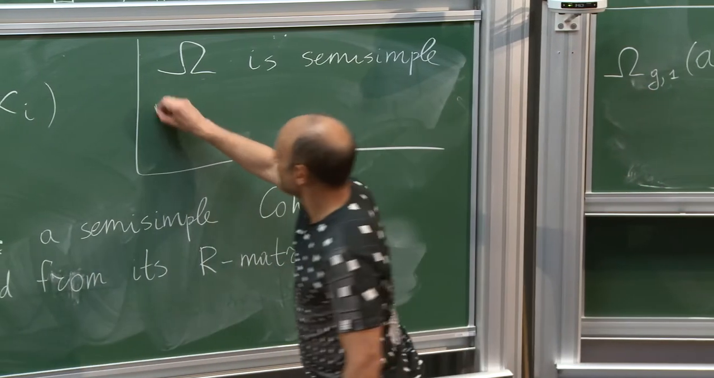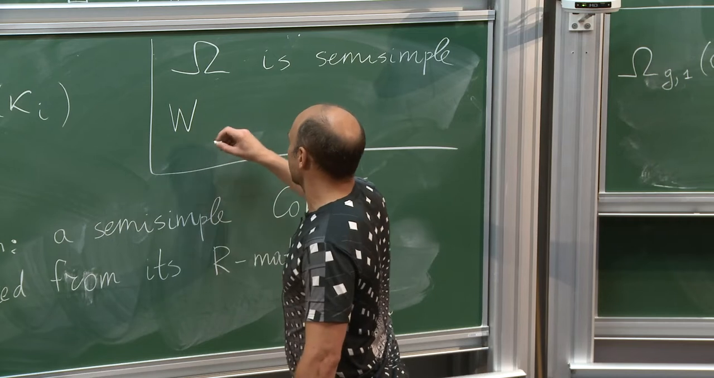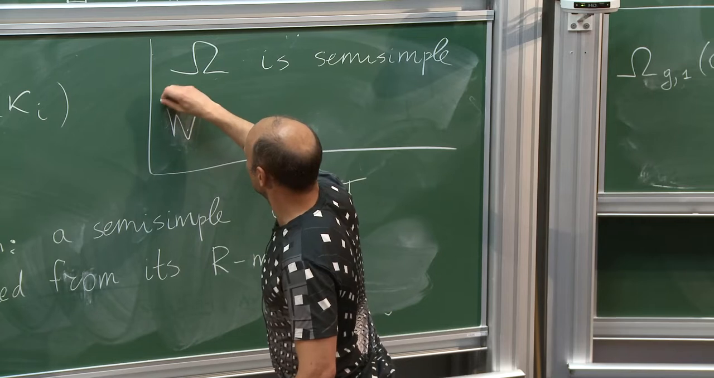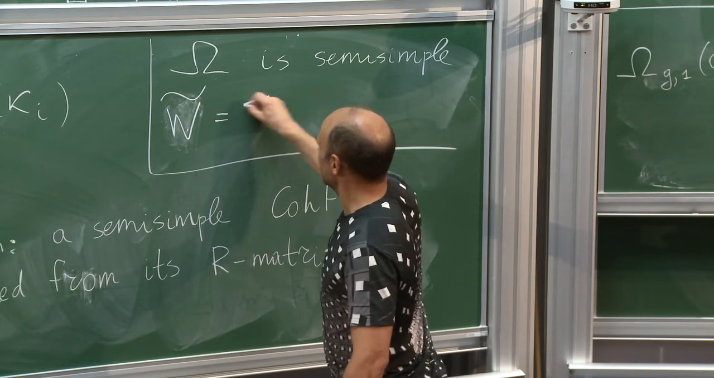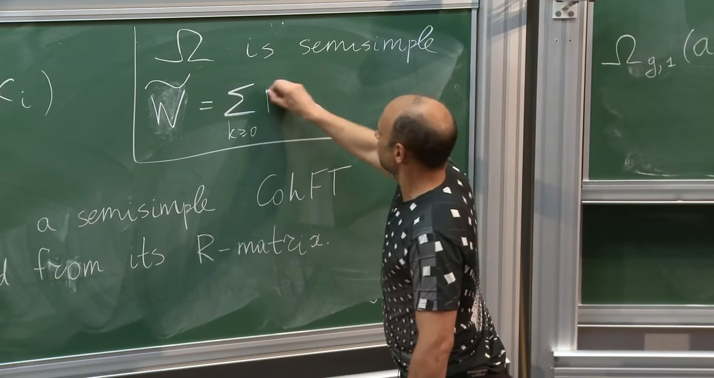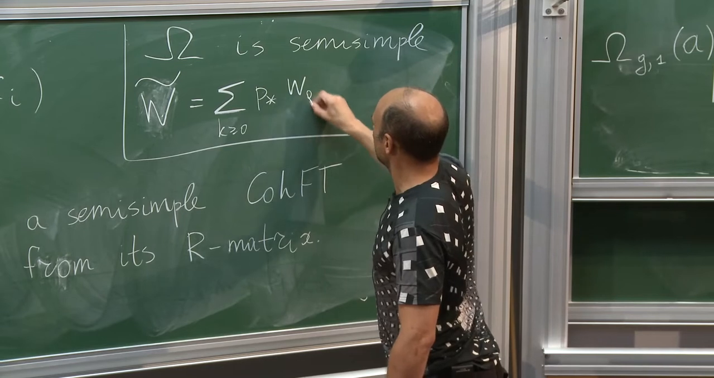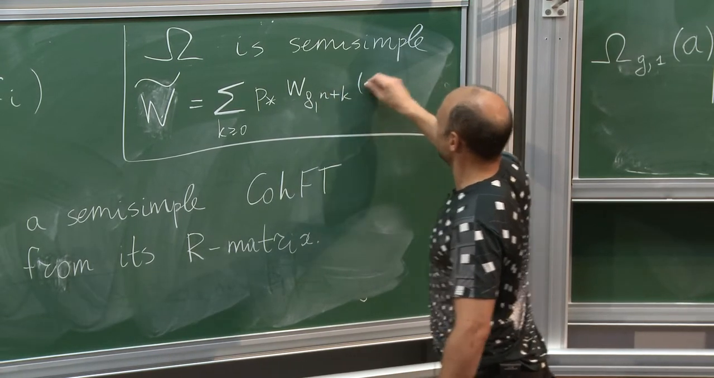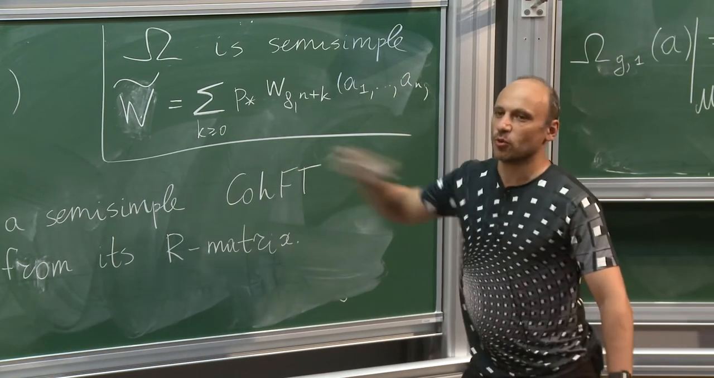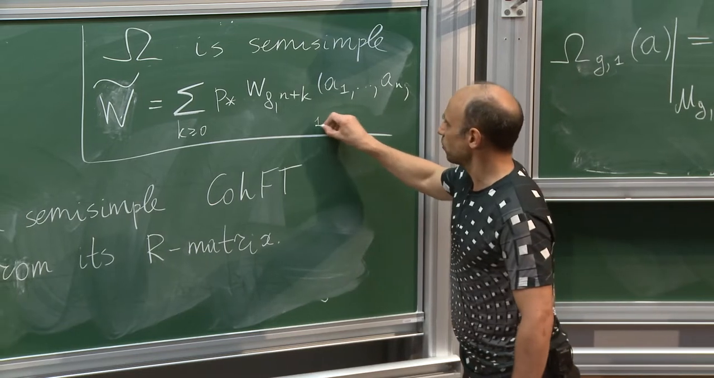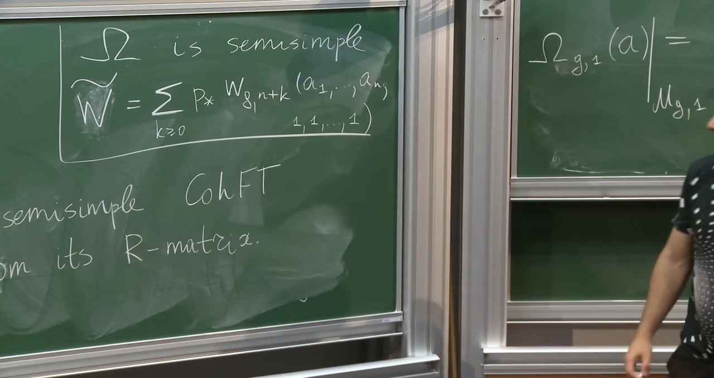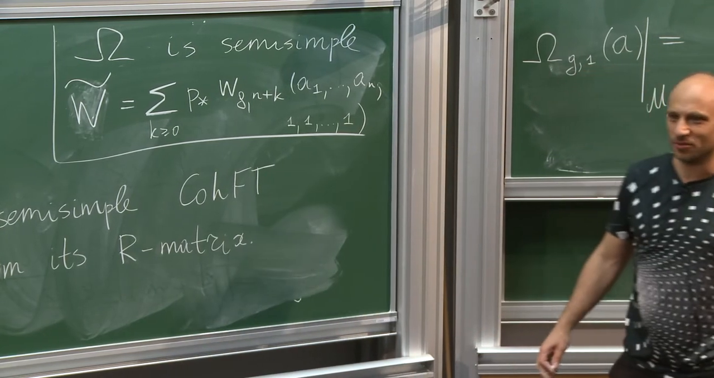Let's say W tilde is the sum over k greater than or equal to 0 of the push forward of Witten's class with g, n plus k. So here is your Witten's class, and then you add k more marked points, and you put insertions 1 everywhere. You could actually choose any other insertion, but one is the one I'm using today.